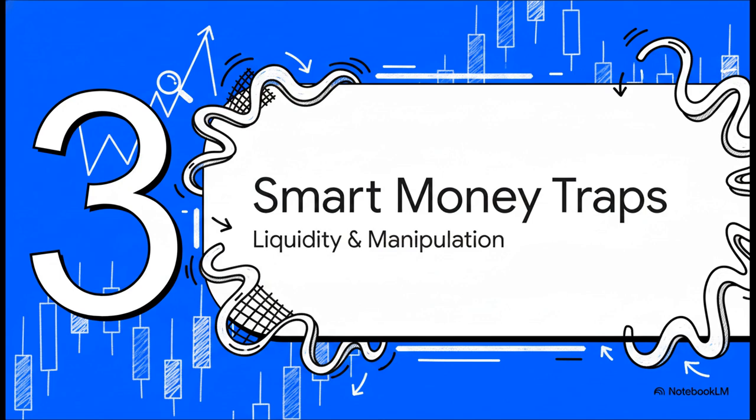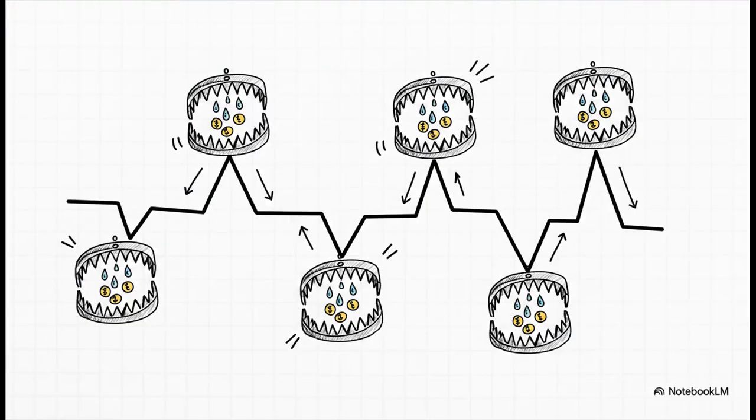All right, Section 3. Smart Money Liquidity Traps. This is all about liquidity and manipulation. You see, institutions deliberately use these wicks to set traps. Why? Because they need massive amounts of liquidity to fill their massive orders, and they know exactly where that liquidity lives. Retail stop losses almost always sit right above obvious swing highs and right below obvious swing lows. To smart money, those stop losses aren't protection.